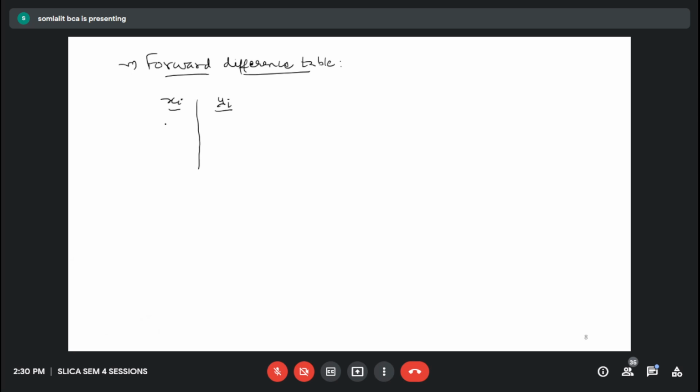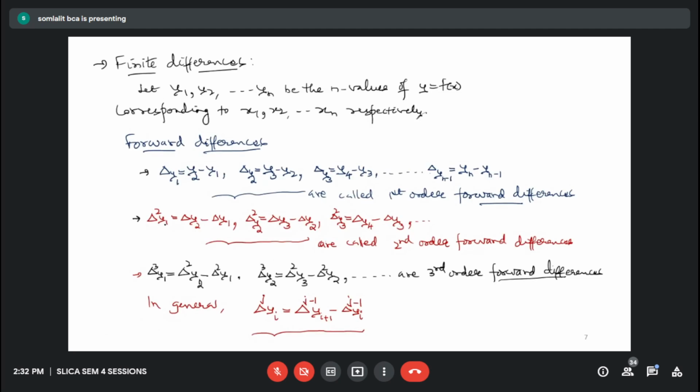How many points did you have? 4. Here how many differences? 3. Now go for next order. So delta square yi. So what will we have? This minus this, and we will get again delta square y1. Now look, here you started with y1. This y1, here you have y2. So everywhere you are starting with y1. Okay. What about the next one? y3 minus y2. So this will be delta square y2 here.